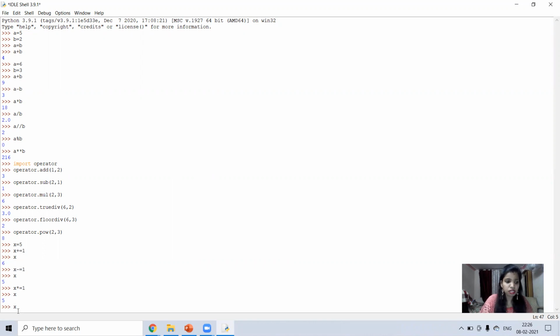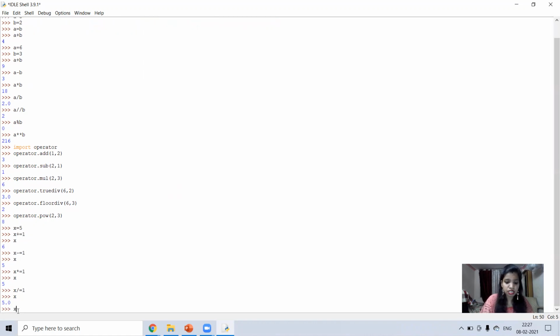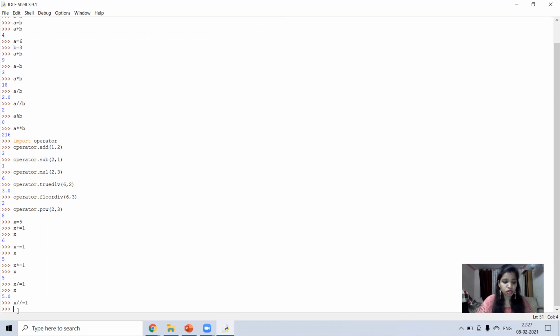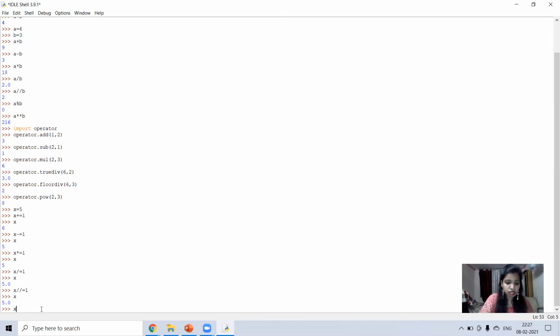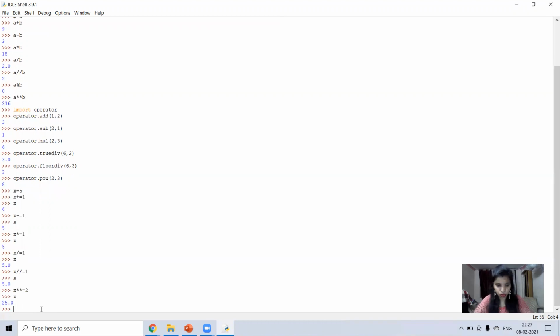Now x divide equals to 1. So 5 divided by 1 is 5. x double divide equals to 1. So it will say only 5. Okay. Now next is exponent. x double star equals to 2. The latest value of x is 5. So 5 multiply by 5, 25.